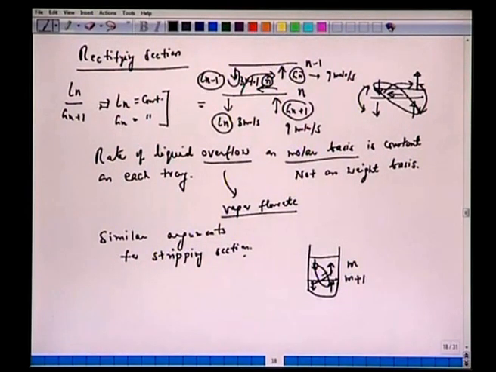These two streams are still in equilibrium, so whatever flow rates we have, if we denote by L bar M here and L bar M plus 1 here, the two will be the same, and the molar flow rate will be the same. A similar argument holds for the vapor: G bar M plus 1 here and G bar M plus 2 here, the two are the same.